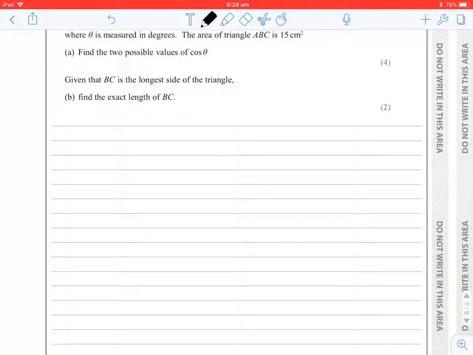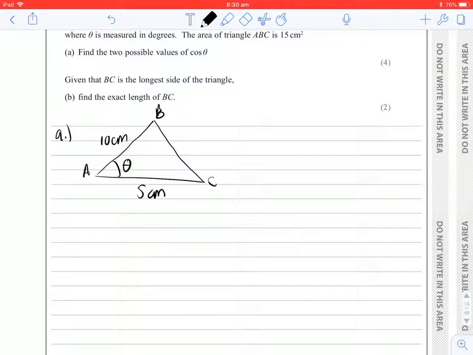So the first thing I'm going to do is give a quick sketch of the triangle so I've got an idea of what I'm working with. It could be looking like anything we want. So I've got A, B and C. AB is going to be 10 centimetres, AC is 5 centimetres, and the angle there is theta.